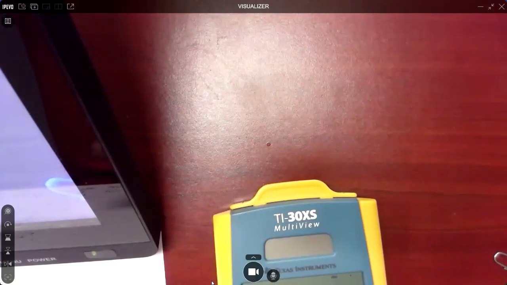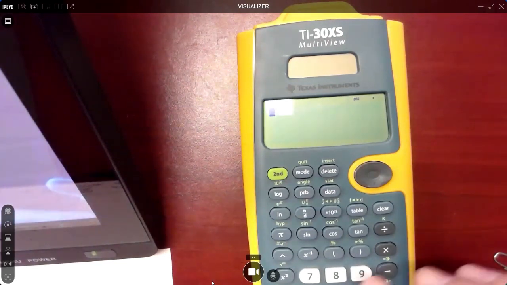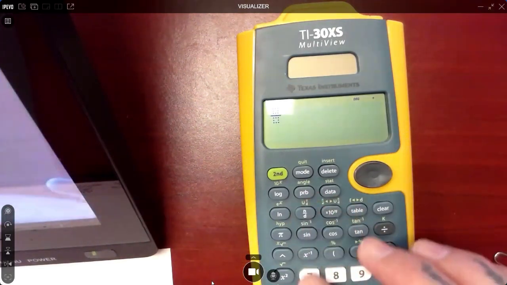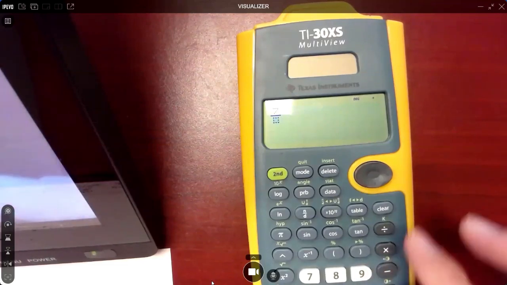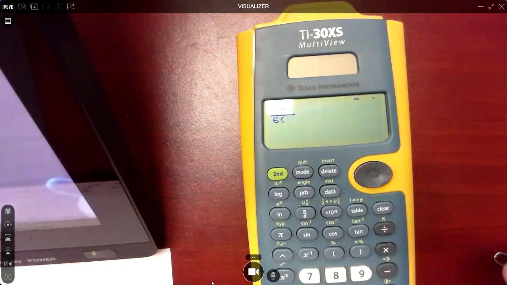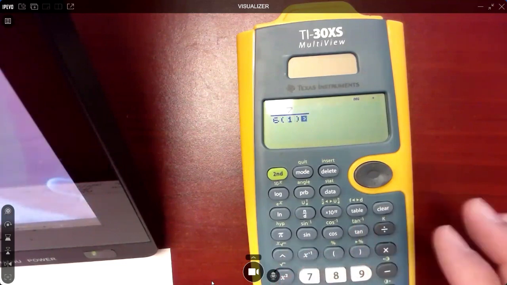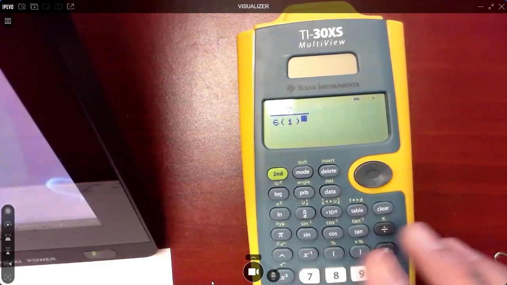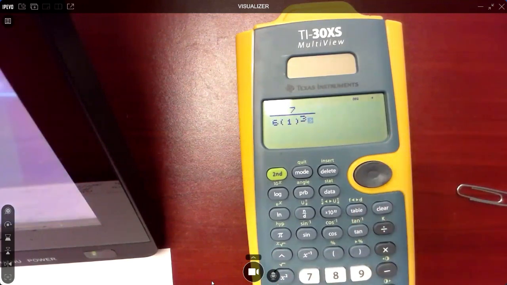Once again, I'm going to say that we have 7, 6. How about 1? 1's always a nice one. And then I'm going to hit that and put a cube. Look at that. Take it out, hit enter.